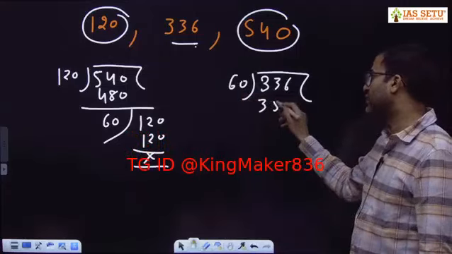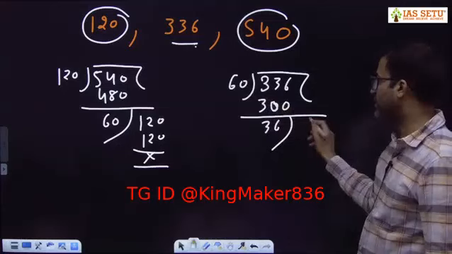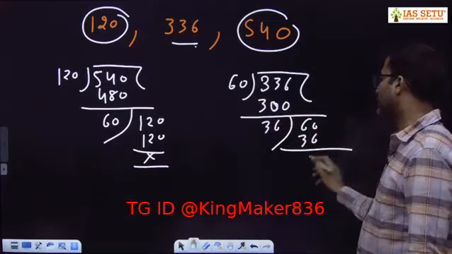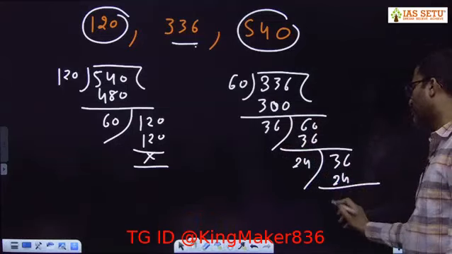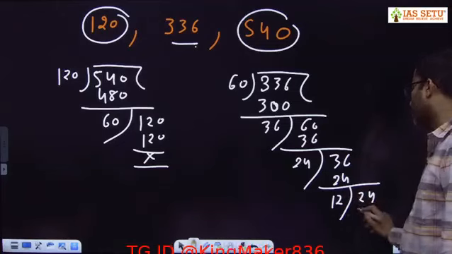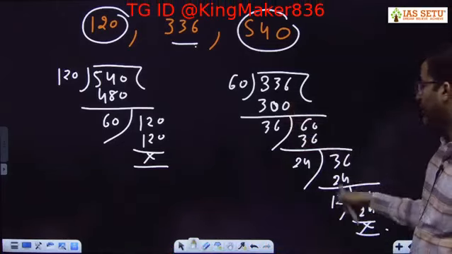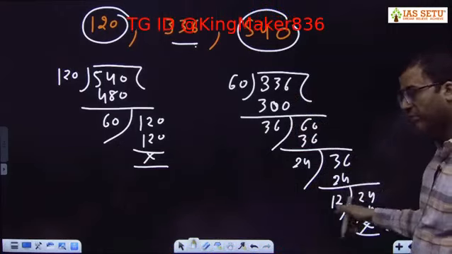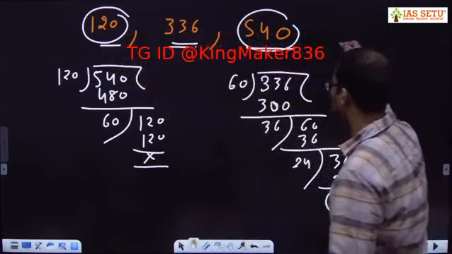60 5s are 300. The remainder 36 will become the next divisor for 60. 36 1s are 36, remainder 24. 36 divided by 24, remainder 12. 12 2s are 24. Ultimately, what is your last divisor? 12. So 12 is the HCF of these three numbers.